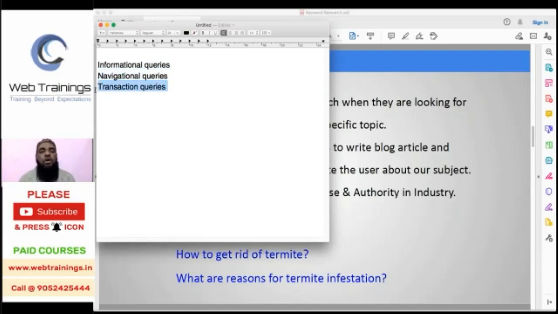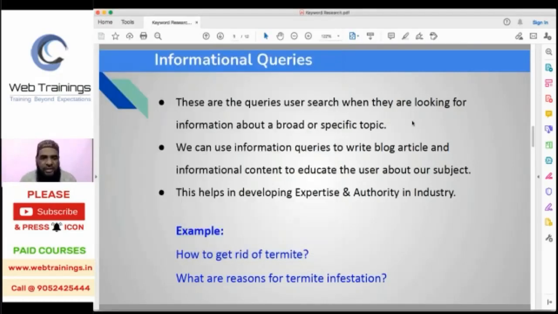Let me first explain what informational queries are in detail and how we can target them. All these theoretical concepts will be used when we do live research in today's session. So first of all, let's start with informational queries. In informational queries, the user is looking for information about a broad or a specific topic, meaning he just wants to know what is what.